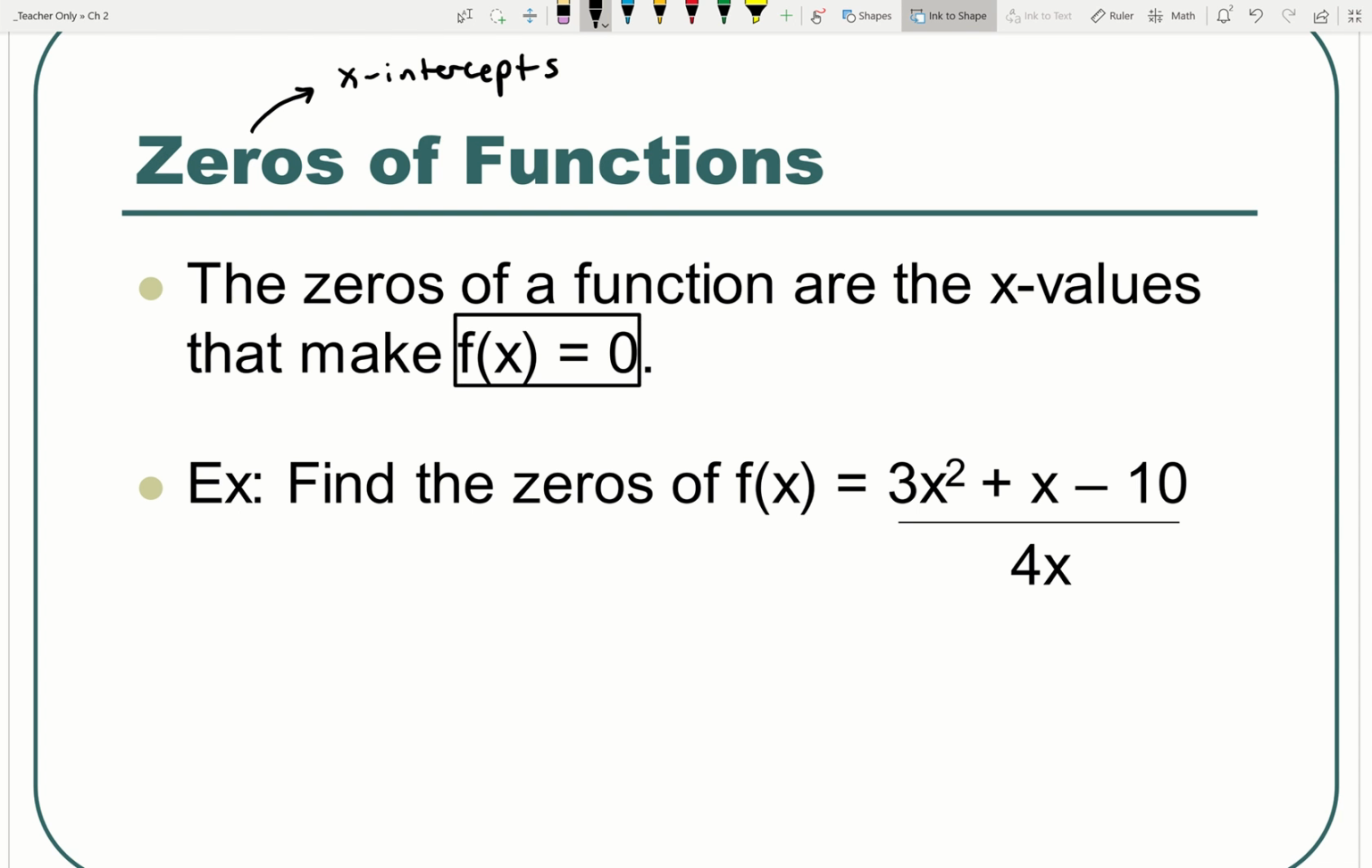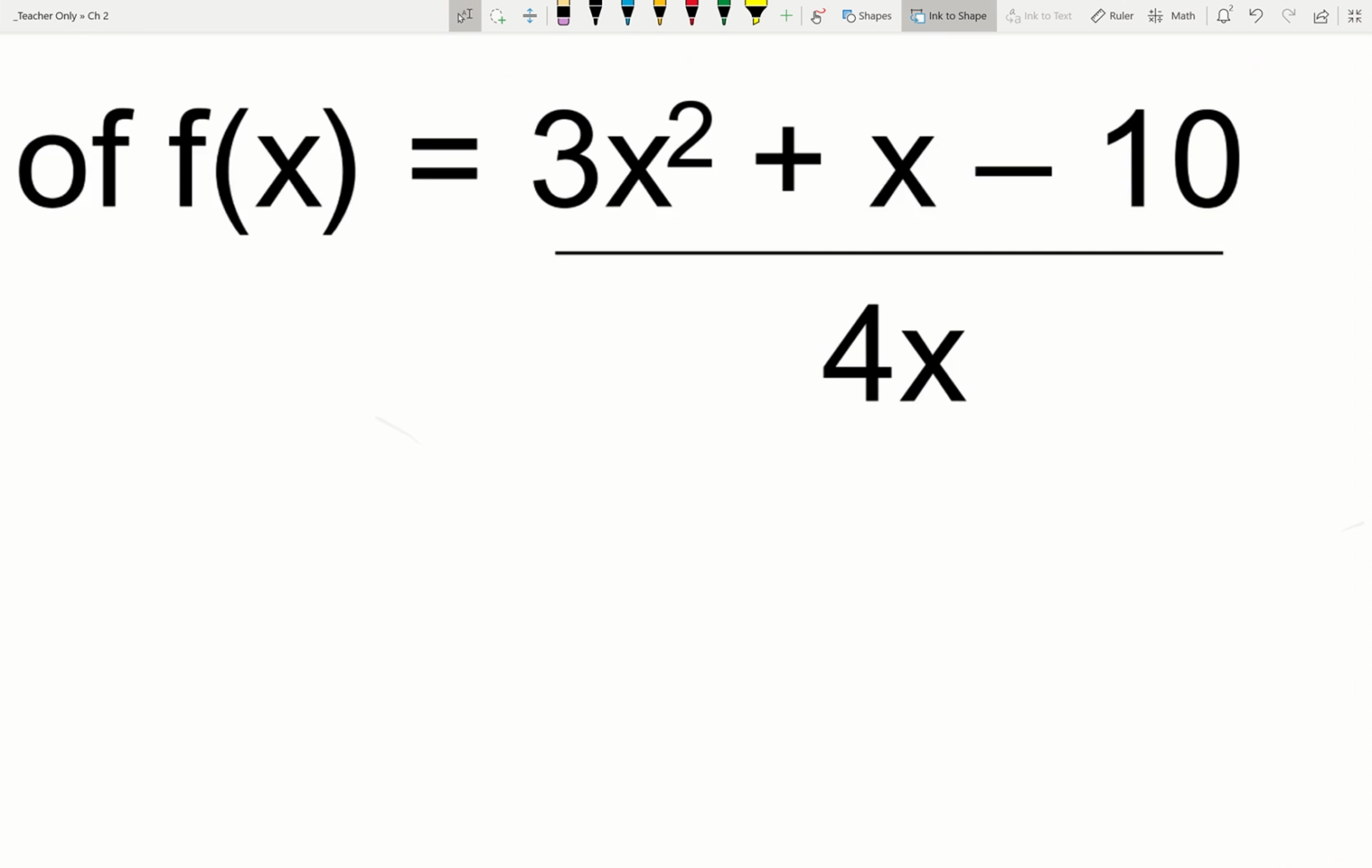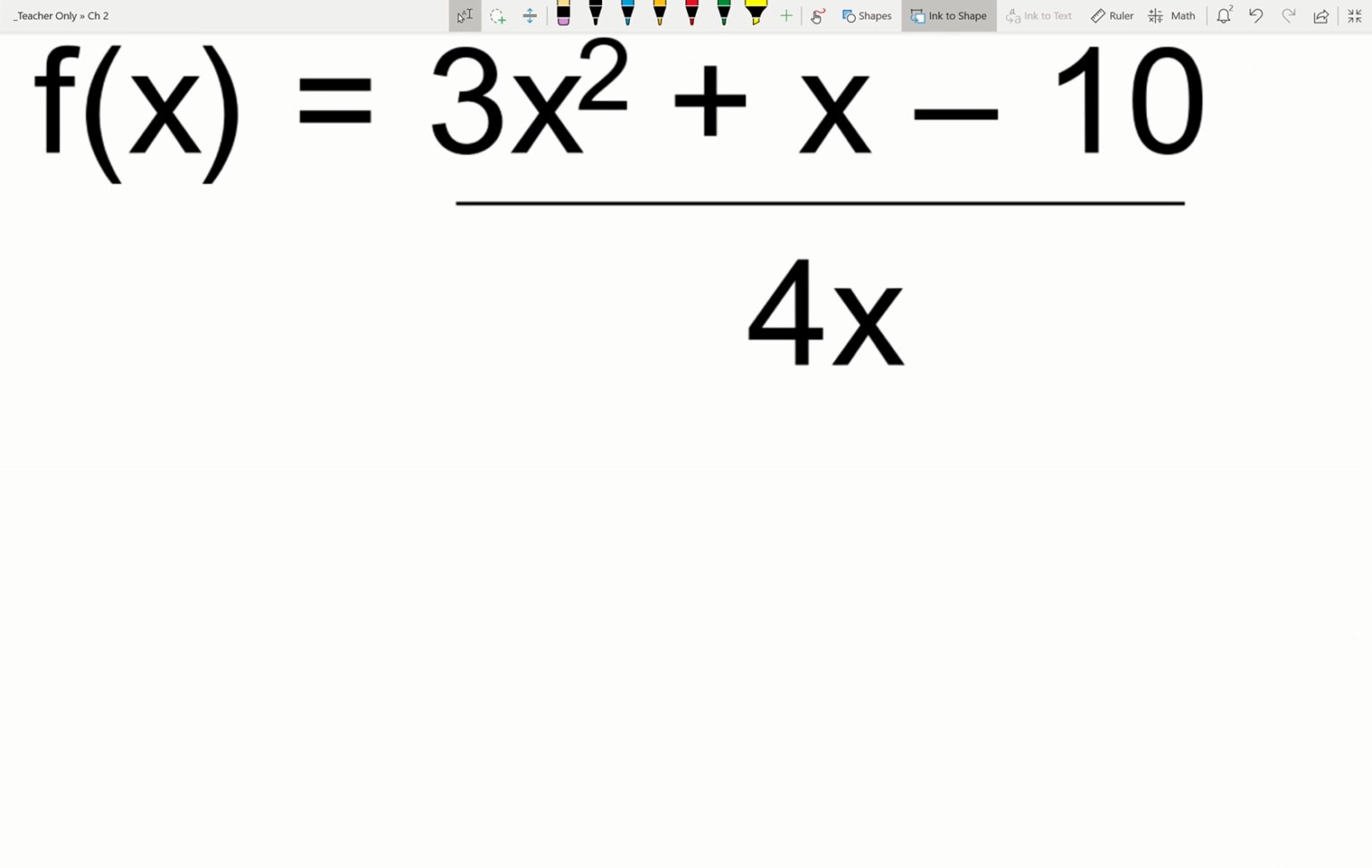And so if I give you an example here where I ask you to find the zeros of this function, here is the function output. It just says f of x is equal to 3 times x squared plus x minus 10 all over 4x. What I'm interested in is the zeros. So what I'm interested in is where does f of x equal 0, okay?